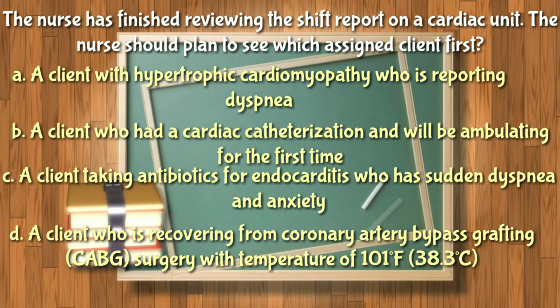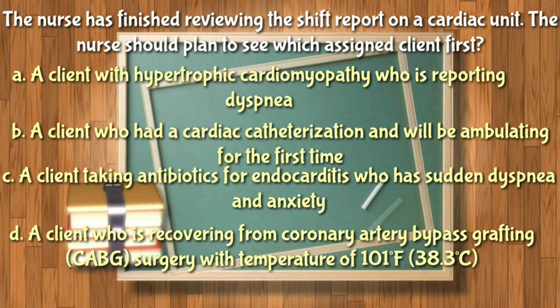Now for the next question, the nurse has finished reviewing the shift report on a cardiac unit. The nurse should plan to see which assigned client first. Okay, this question talks about prioritization. And when we say prioritization, it is who to see first among the rest. And always remember the rule of ABC: the airway, breathing, and circulation.